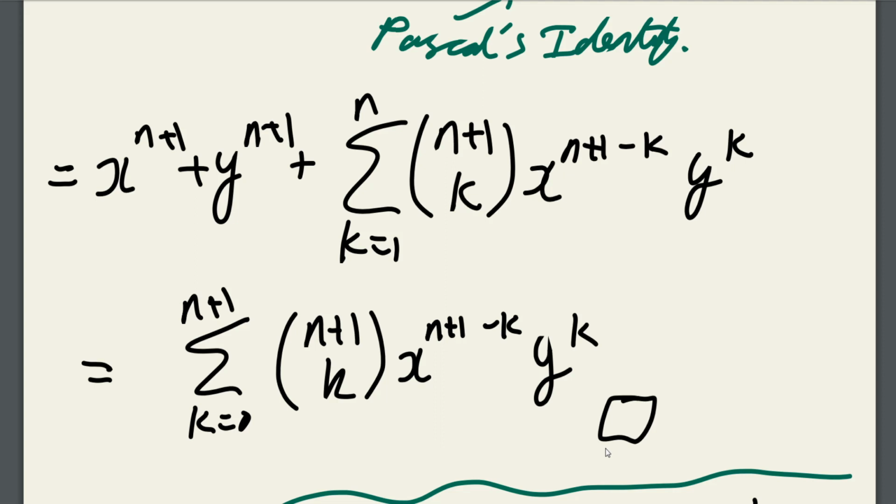And thus we're done. Since we proved it was true for 0, and if it's true for n, then it's true for n plus 1. So therefore, it's true for all of the natural numbers by induction.